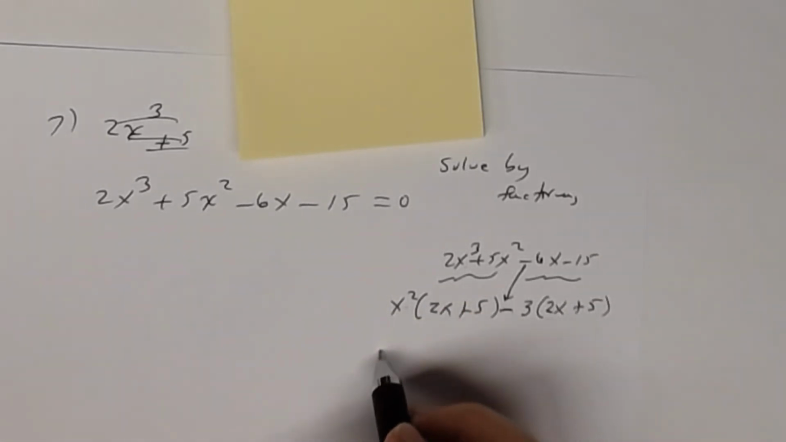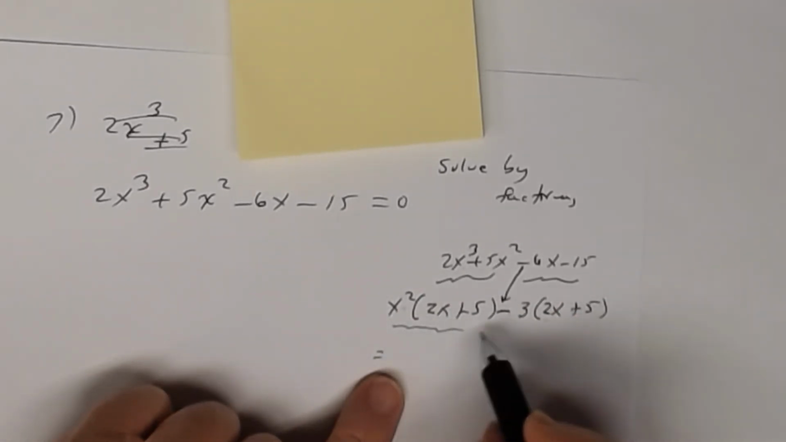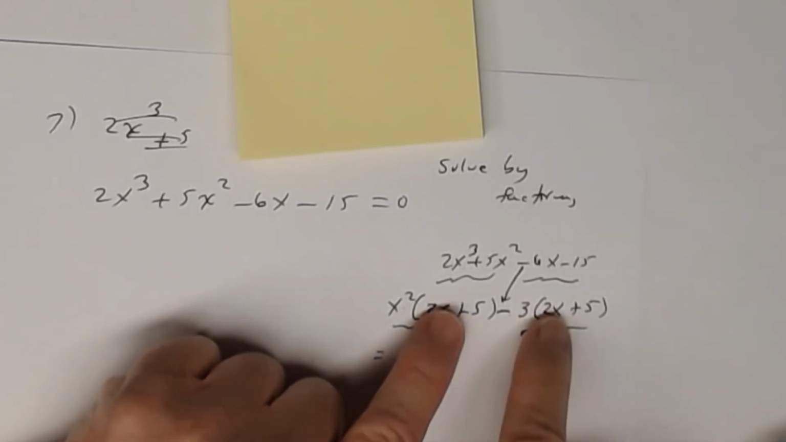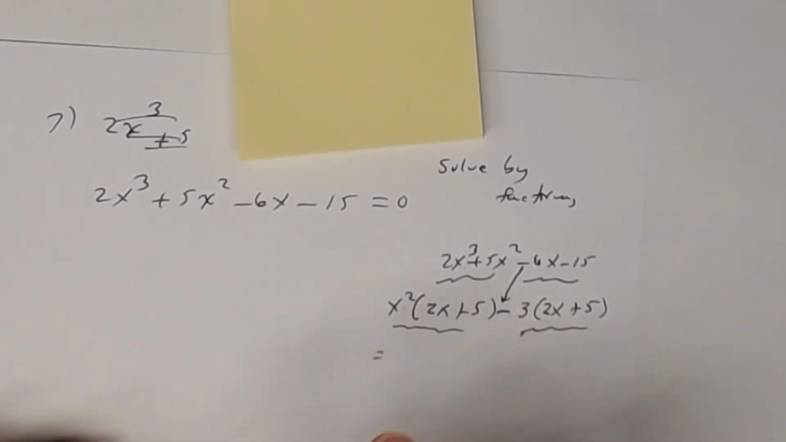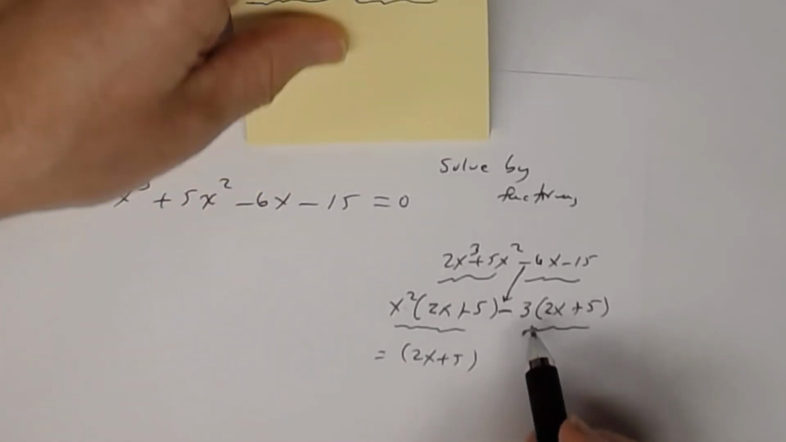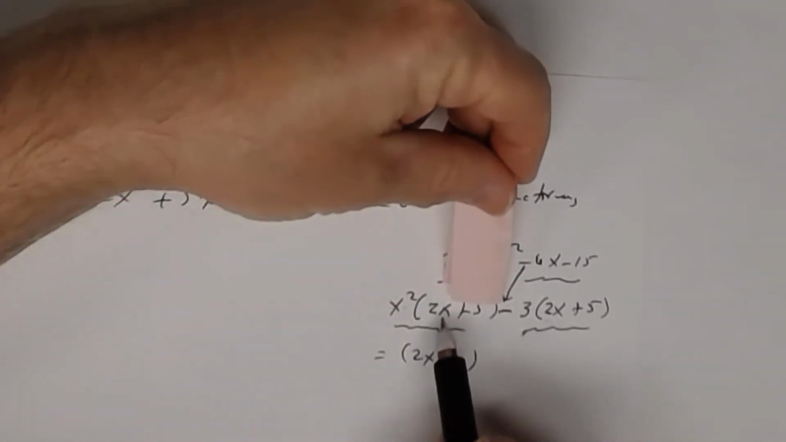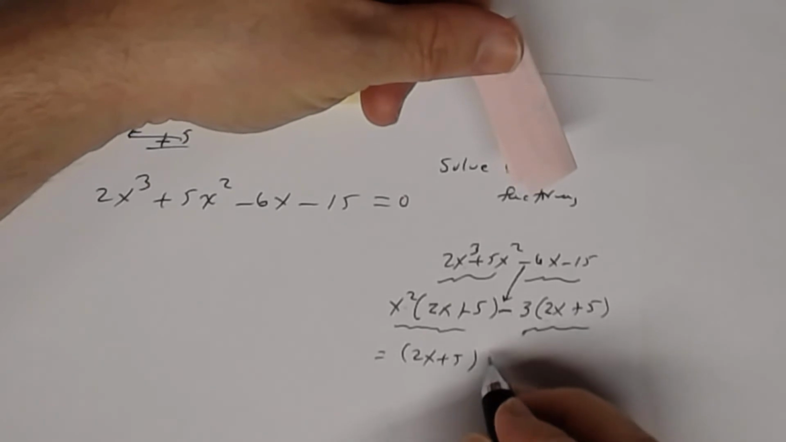All right, so now what you want to do is see this part here and this part here, those two expressions, they had that 2x plus 5 in common. So now you're going to factor out that 2x plus 5. So when you factor it out, you get 2x plus 5 times, now when I factor out that 2x plus 5 here, I'm left with x squared. See this? X squared. So you get times x squared.